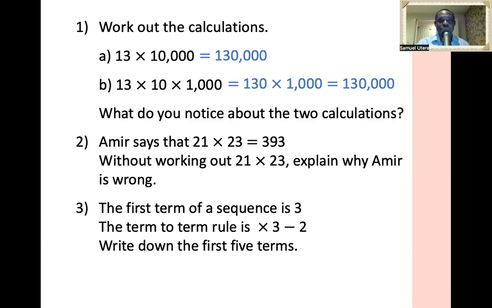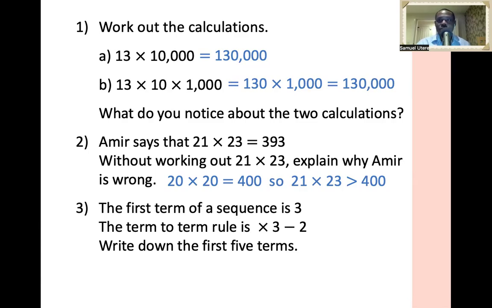Next, Amir says that 21 times 23 is equal to 393. Without working this out, how would we explain that Amir is wrong? We could explain this by thinking about what 20 times 20 would be. 20 times 20 is 400. We know that 21 is greater than 20 and 23 is greater than 20, so it doesn't sound reasonable to think that 21 times 23 would be less than 400. So it's wrong. It should be greater than 400.